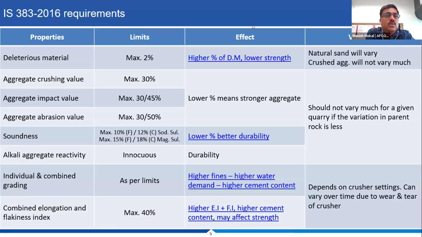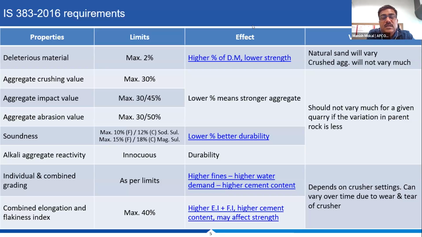So a very quick look at the requirements of IS 383. There is a requirement for deleterious material. If the deleterious material is more, there will be lesser strength, lesser durability. If the aggregate crushing value, impact value, abrasion value is less, it means the aggregate is strong and you will have a better performance. If the soundness value is less, it means your aggregate as well as concrete will be more durable. Alkali aggregate reactivity, if it is innocuous, it means you will have a better and a more durable concrete. The individual and the combined gradings, especially when we are talking about the sand.